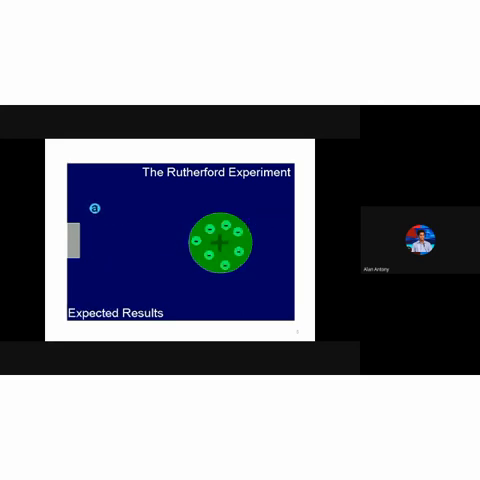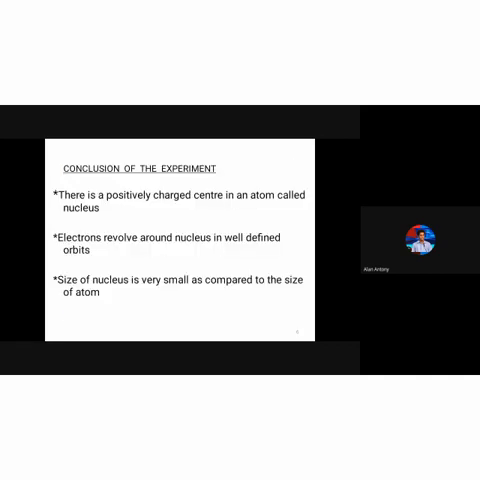The conclusions he made after the experiment were that there is a positively charged center in an atom called the nucleus. Nearly all the mass of an atom resides in the nucleus. Electrons revolve around the nucleus in well-defined orbits. The size of the nucleus is very small compared to the size of an atom. Hence, Rutherford's alpha particle scattering experiment shows the presence of a positively charged nucleus in the atom.